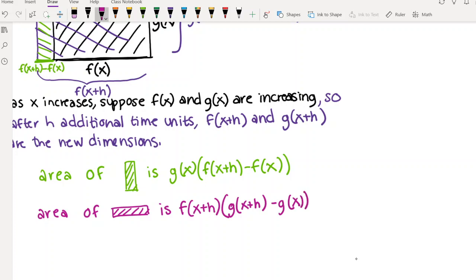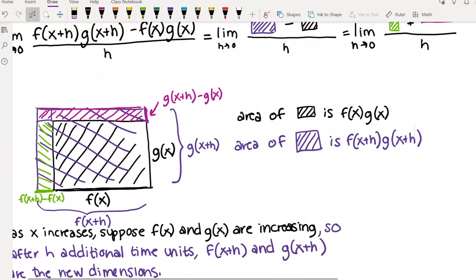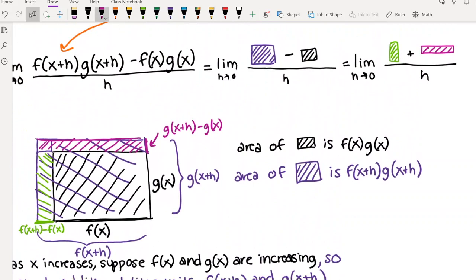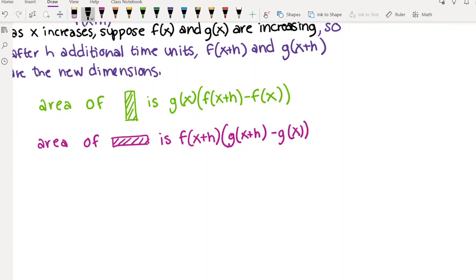Okay, so why do we do that? Well, now we can take that and put it back into our limit. Remember, what we were left with was the limit as h approaches 0 of the area of the green rectangle plus the area of the magenta rectangle, over h. So I'm just going to rewrite that, but instead of writing in our rectangles, we'll actually write some algebra.